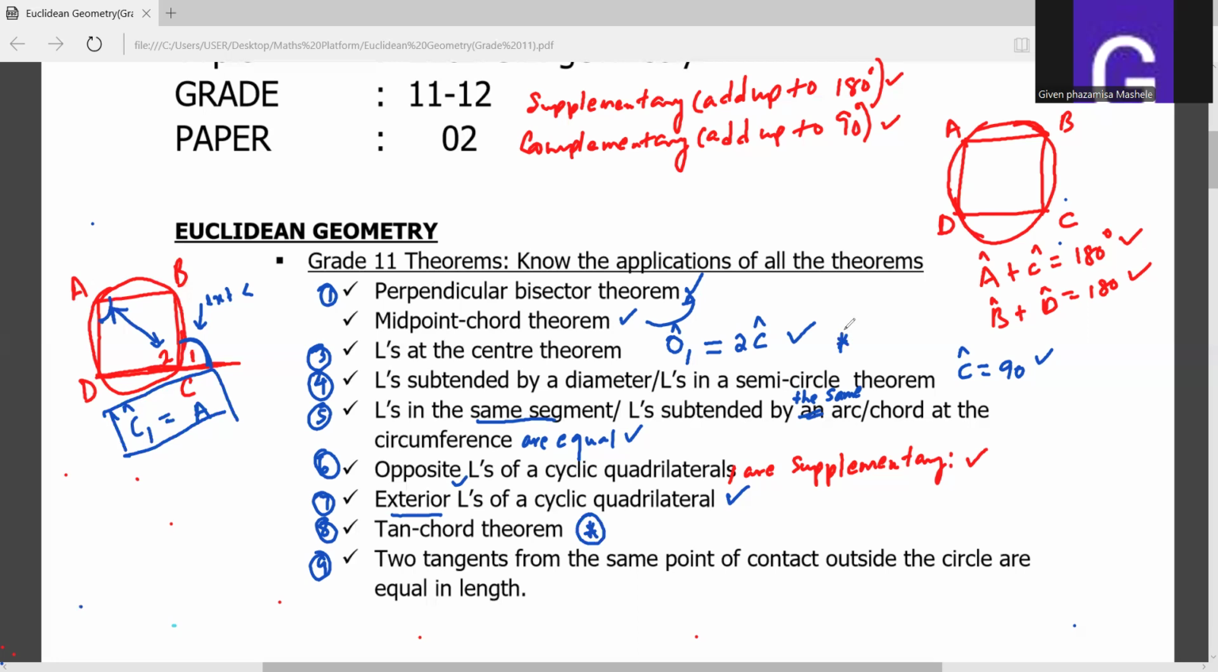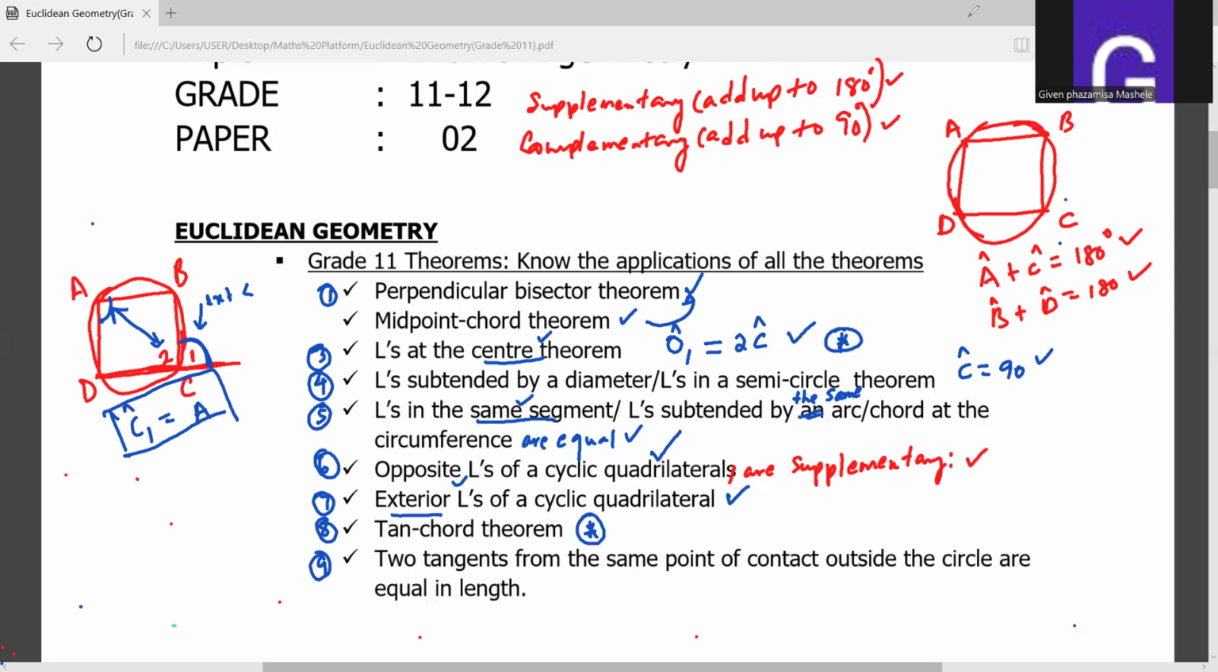You know why these are very important? In most cases, for example, if you want to prove the angle subtended by a diameter, you need to know the angle at center theorem. If you want to prove angles in the same segment, you need to know the angle at center theorem. If you want to prove opposite angles of a cyclic quad are supplementary, you need to know the angle at center theorem. It's one of the most important theorems that are examinable in the paper. So you need to know how to prove them. But in terms of the proving, we'll talk about it in the next session.